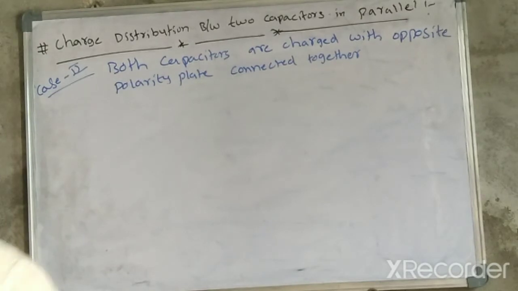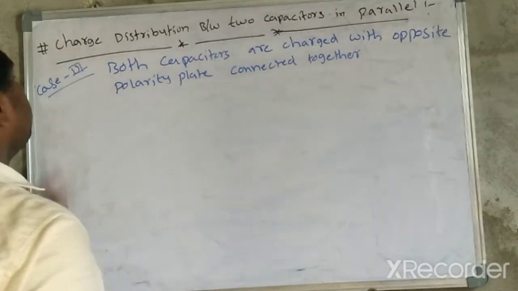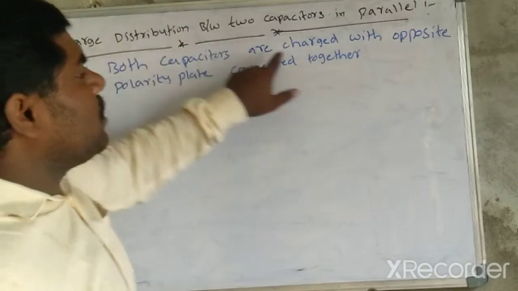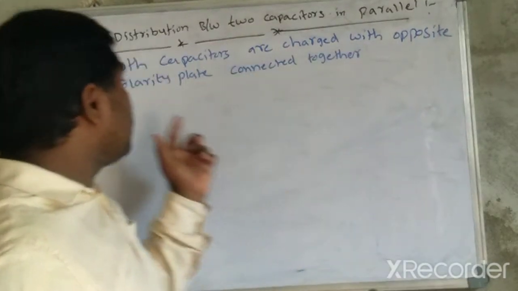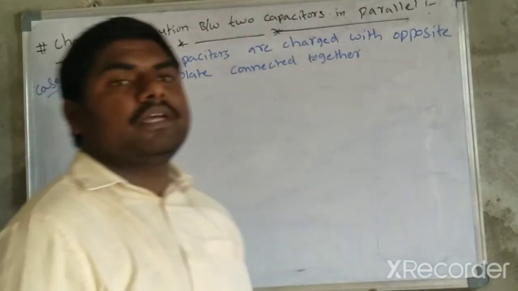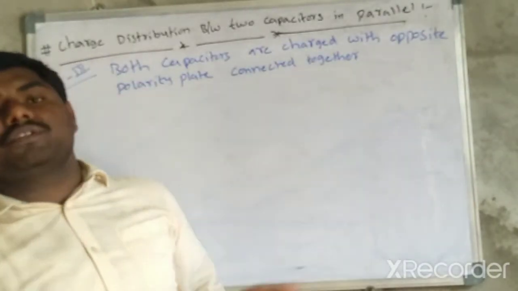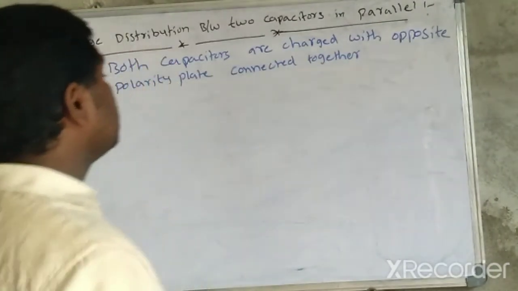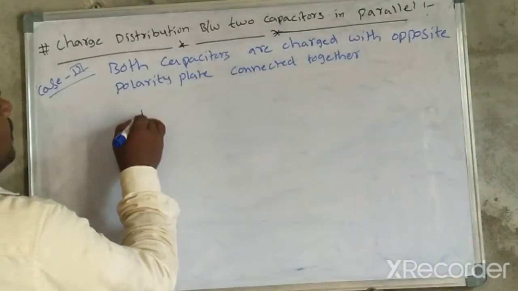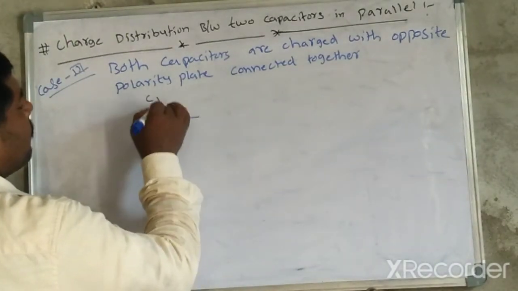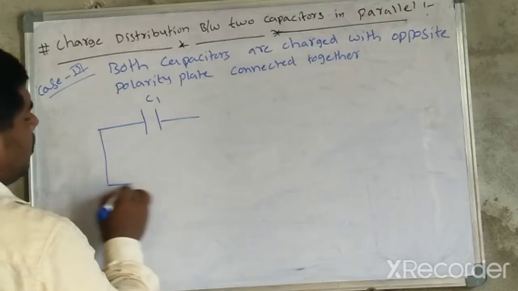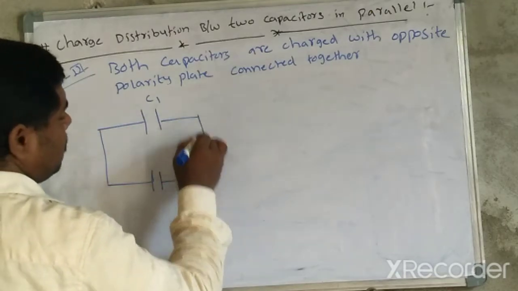So, another important case, case number 3. Both capacitors are charged, with the opposite polarity plates connected together. In the previous case it was the same polarity; in this case it is opposite polarities. Here I am going to take one capacitor, this is the C1 capacitor, and here the C2 capacitor.